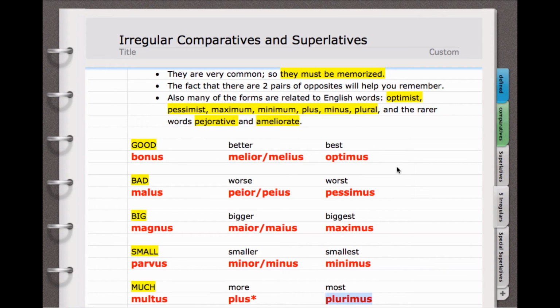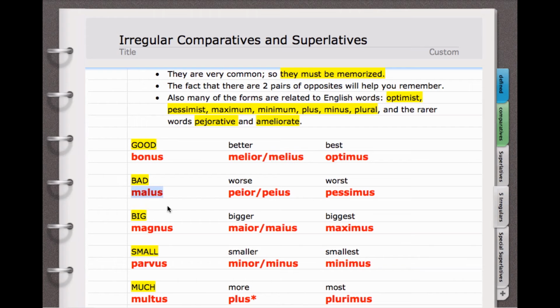There are also a couple of words that are rare in English. This peior is where we get the term pejorative in English, and this melior here is where we get the term ameliorate. So good, better, and best turn into bonus, melior, optimus. Bonus, melior, optimus needs to be memorized, as I said before. This melius right here is the neuter form of melior.